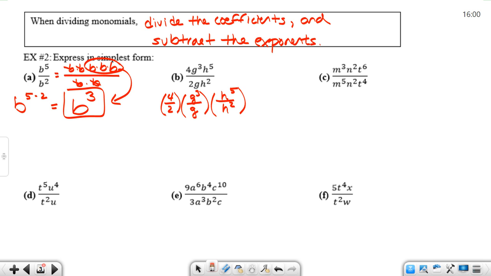And I'm going to go ahead and simplify this. So 4 divided by 2 is 2. G to the third divided by g, guys, that's g to the 3 minus 1. Don't forget that this g here has a power of 1. And then it's going to be h to the 5 minus 2. If I simplify that, I get 2g squared h cubed. And there it is.